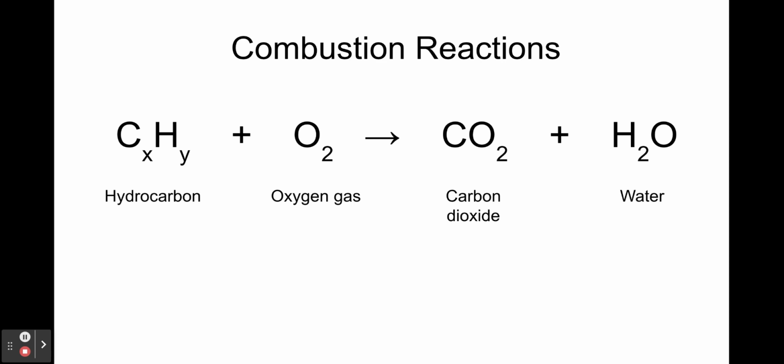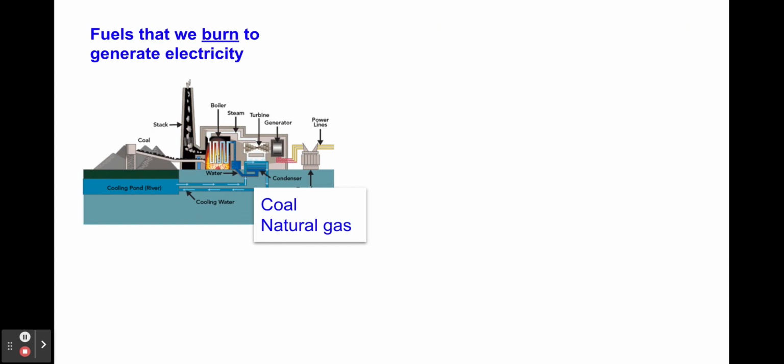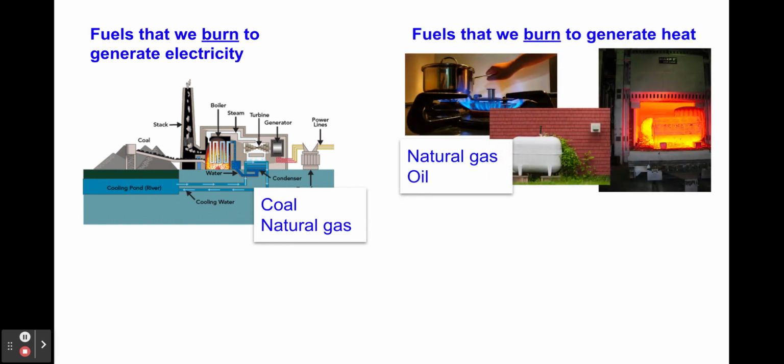So now let me show you why we're actually burning hydrocarbons, how they're related to your life. We burn hydrocarbons for 3 main reasons. We burn fossil fuels to generate electricity. And the primary fuels that we use to create electricity are coal and natural gas. We're burning them in a power plant. And in that power plant, we're converting the chemical energy in those fuels into electrical energy that flows through our power lines.